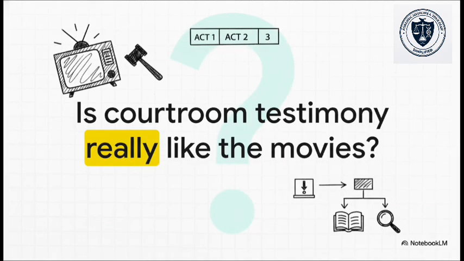You've seen it a million times on TV, right? The surprise witness, the dramatic confession, that big aha moment. But in reality, courtroom testimony is way more structured than that. It's a carefully choreographed process, less about sudden outbursts and more like a rigid three-act play. And it's all designed to get to the truth.